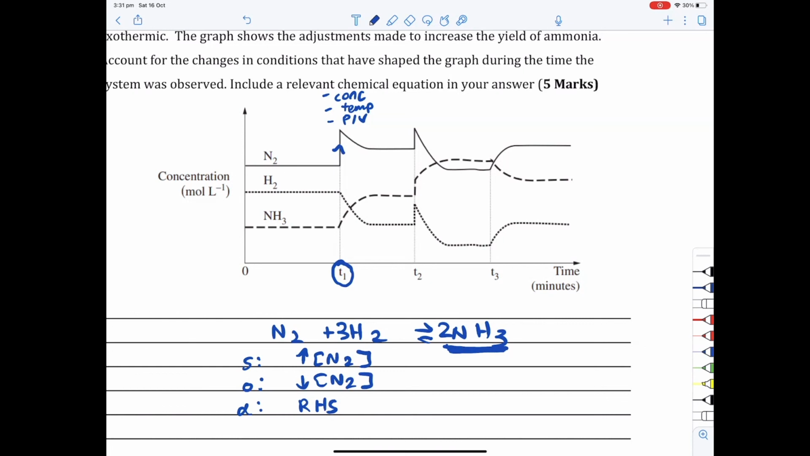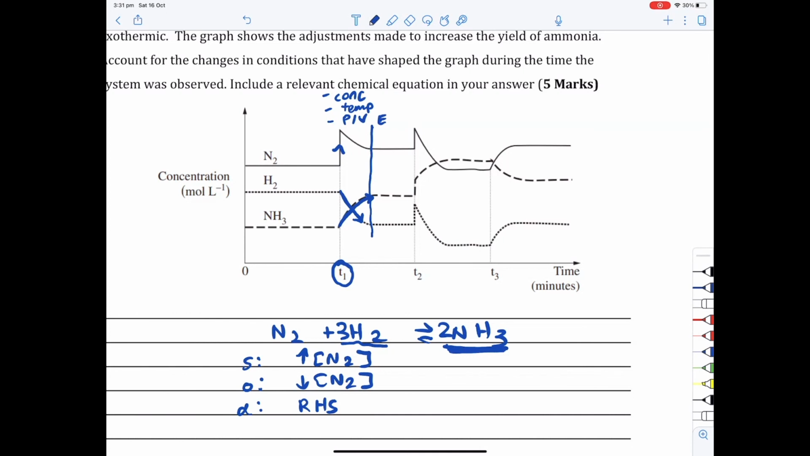It would also increase. Yeah, so do you see this gradual increase in ammonia? And what's going to happen to the concentration of hydrogen? What will happen to it? That would decrease. Yeah, do you all see that gradual decrease? And then do you all see it stabilizes around there? And we can say at that point, equilibrium has been reestablished.